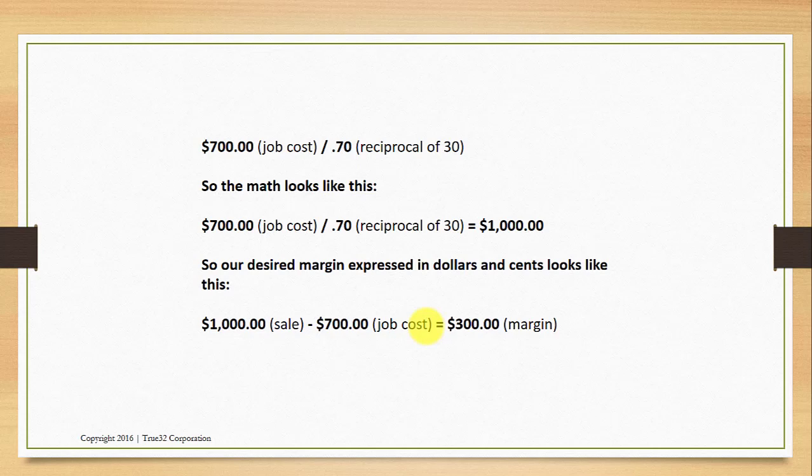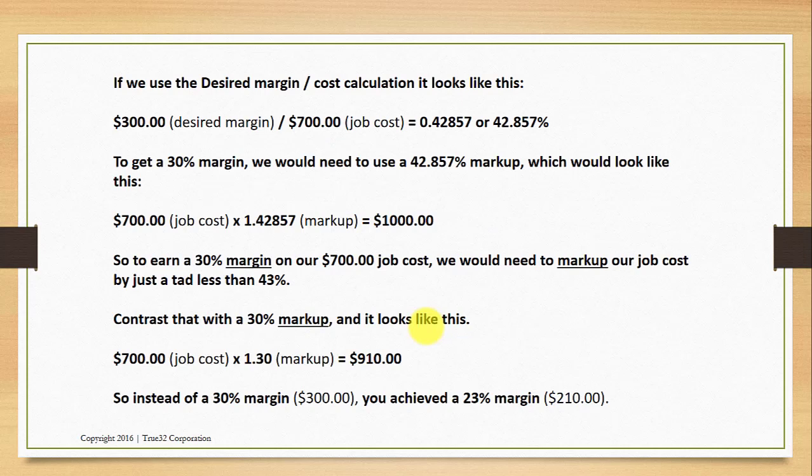So our desired margin expressed in dollars and cents looks like this: $1,000 sale minus our $700 job cost equals a $300 margin. If we use the desired margin divided by cost calculation, it looks like this: $300, which is our desired margin, divided by $700, our job cost, equals 0.42857 or 42.857%. To get a 30% margin, we would need to use a 42.857% markup, which would look like this: $700 job cost multiplied by 1.42857, our markup, would give us our $1,000 sales price.